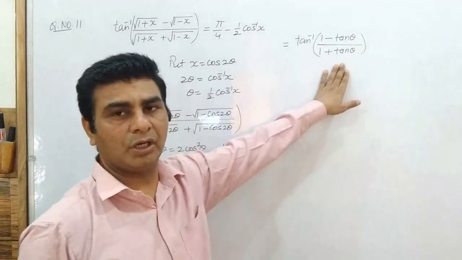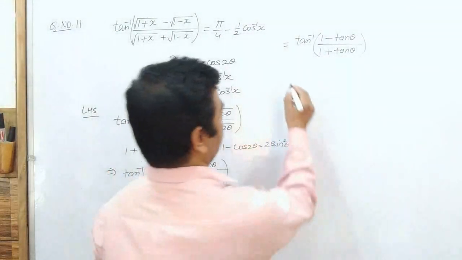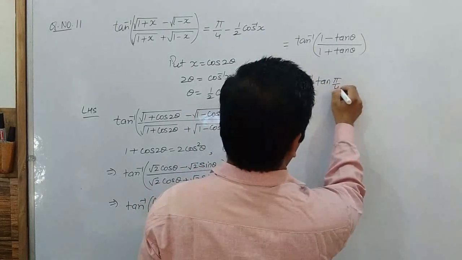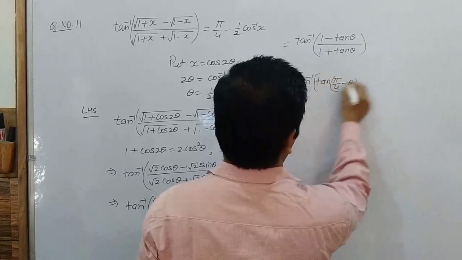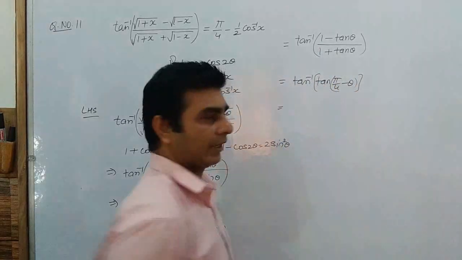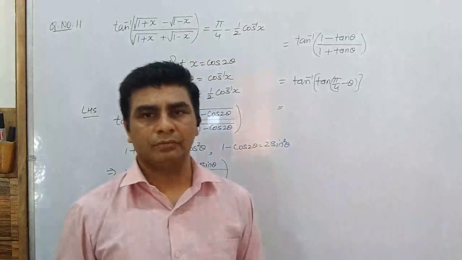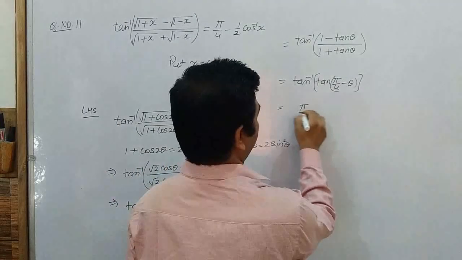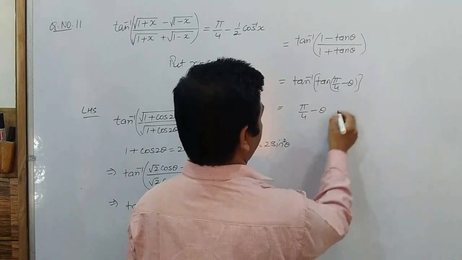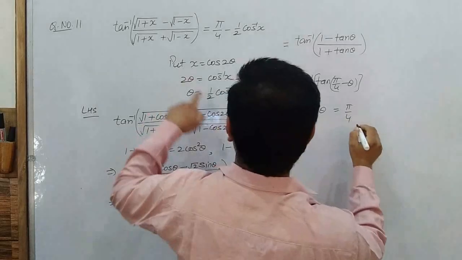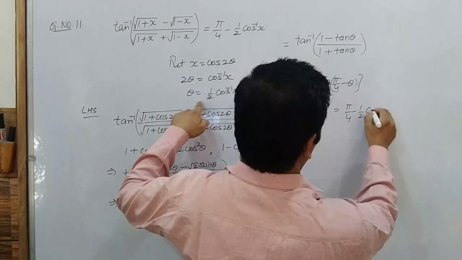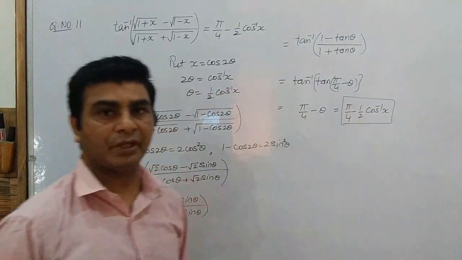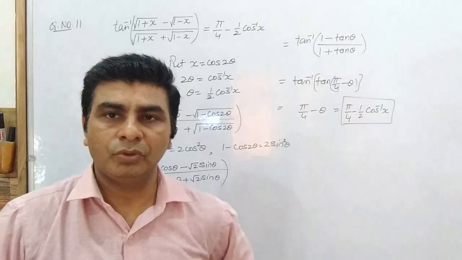This is again the formula of tan of pi by 4 minus theta. So this is tan inverse tan of pi by 4 minus theta, and tan inverse tan x is always equal to x by the property of inverse trigonometric functions. This is equal to pi by 4 minus theta, but the value of theta is half cos inverse x. This is the right hand side which we wanted to prove.